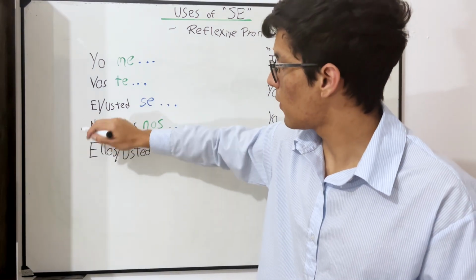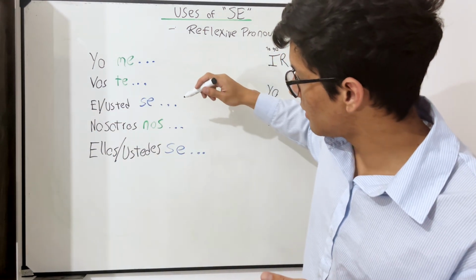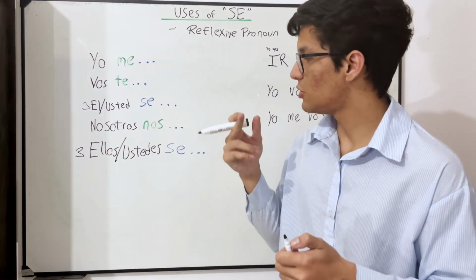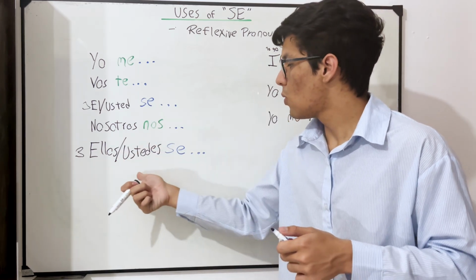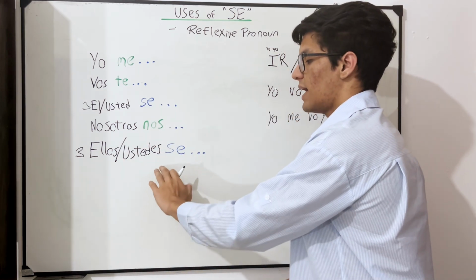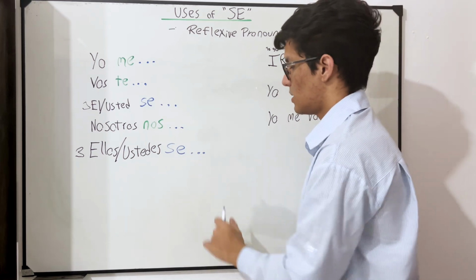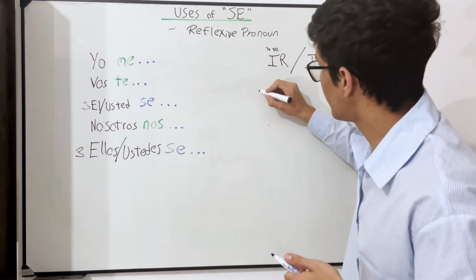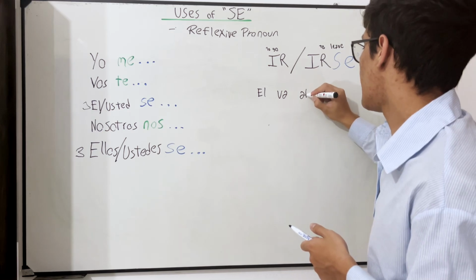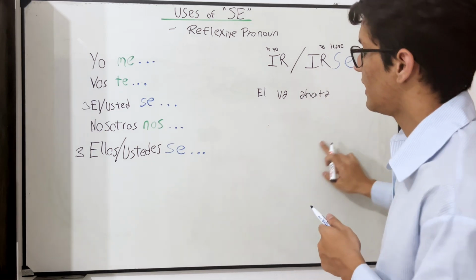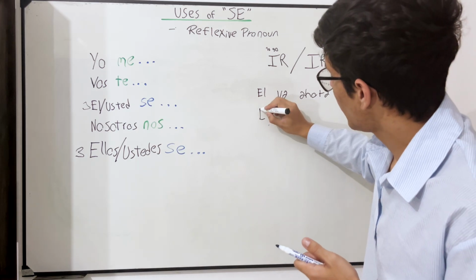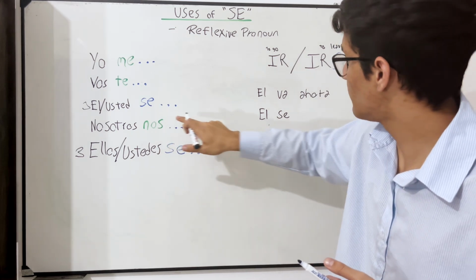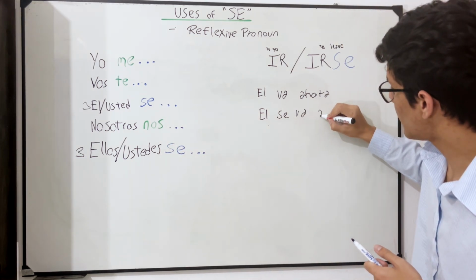So let's see an example now with the third person singular and the third person plural. With he, she, and you formal, and then with they and you all, we are going to add se in these reflexive verbs. So for example, if you would like to say he goes now, you are going to say él va ahora. Él va ahora. He goes now. Then he leaves now, you will say él. We see that here we have the pronoun se, so we are going to say él se plus the verb va. Él se va. Él se va ahora.